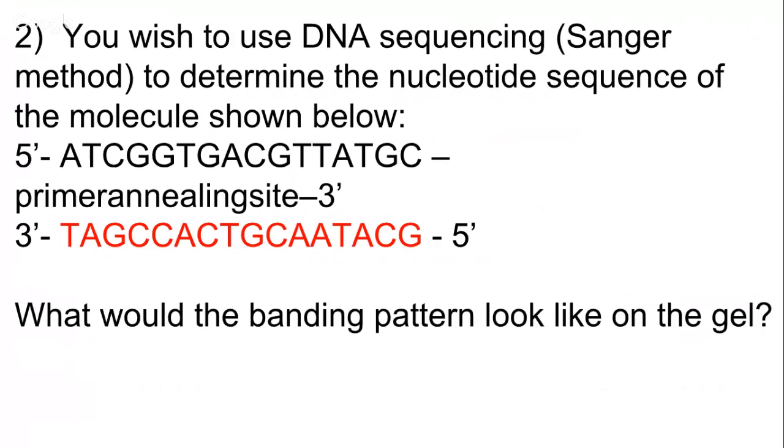For number 2, we want to use DNA sequencing, the Sanger method, to determine the nucleotide sequence of the DNA molecule shown below. The one that's going to be made in the PCR is going to be the complementary strand. So I have written the complementary strand to the one that we want to duplicate. And they want to know what the banding pattern will look like. And this is what it'll look like right here.